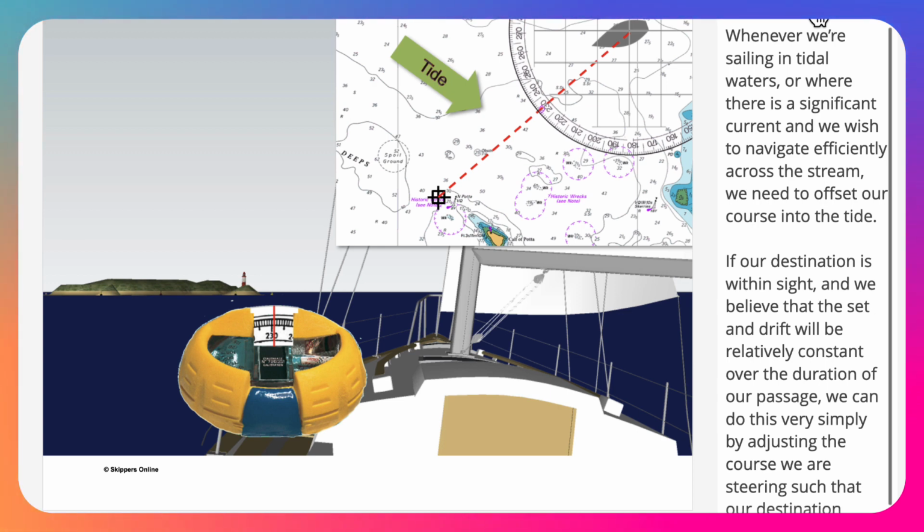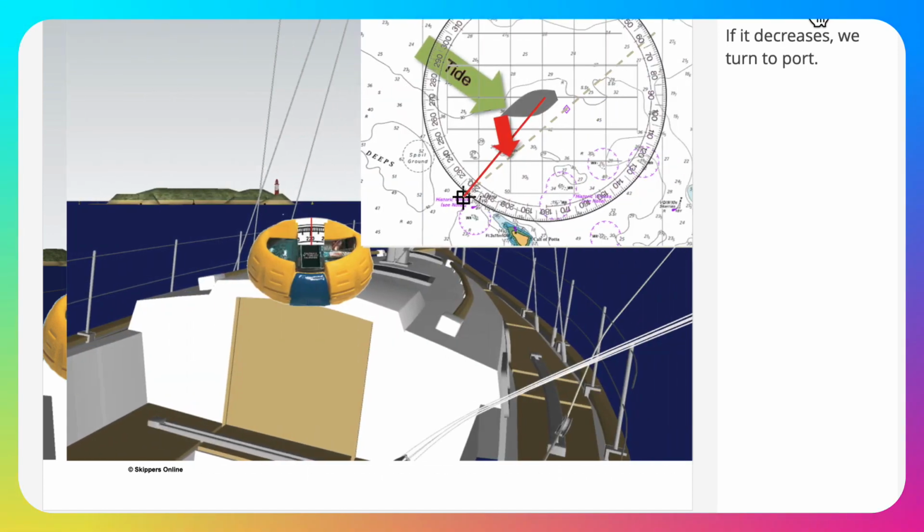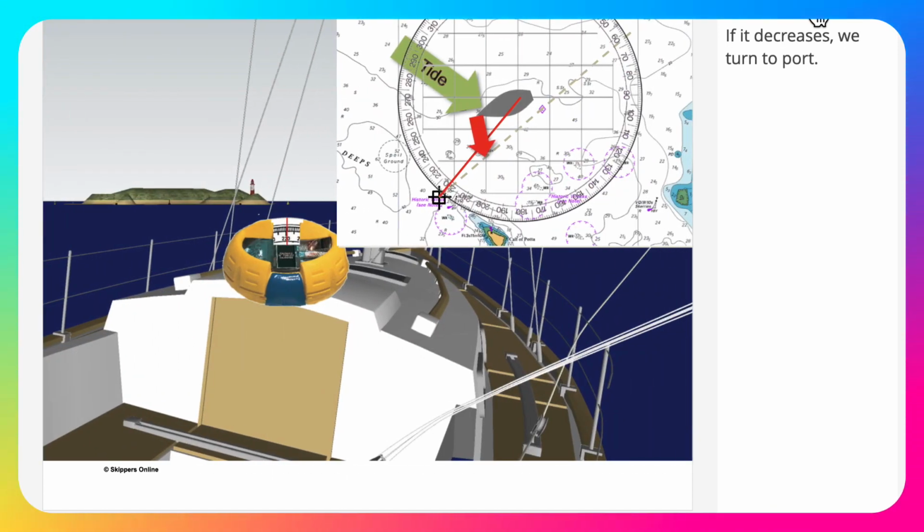If our destination is within sight, and we believe that the set and drift will be relatively constant over the duration of our passage, we can do this very simply by adjusting the course we are steering such that our destination remains on a constant bearing. If the bearing to our destination increases, we need to turn to starboard. If it decreases, we turn to port.